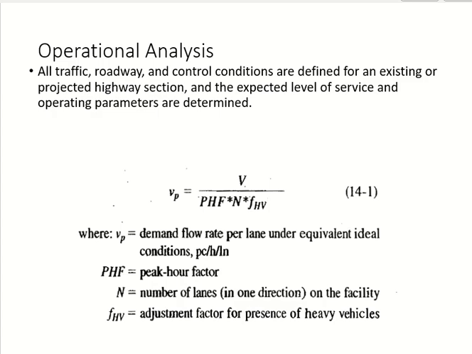So how much is my VP? The given volume is 2600. Peak hour factor how much? 0.88. If I'm doing it for upward, I'll take 0.83 here. It's 4 lanes, so 2 in each direction. That gives 1779 passenger cars per hour per lane.